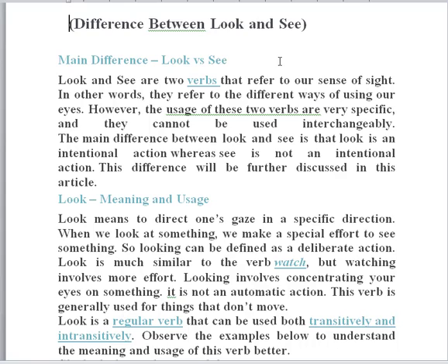Welcome back, guys. In this lesson, we talk about the difference between look and see. Let's continue with me. Okay. Main difference: look versus see.